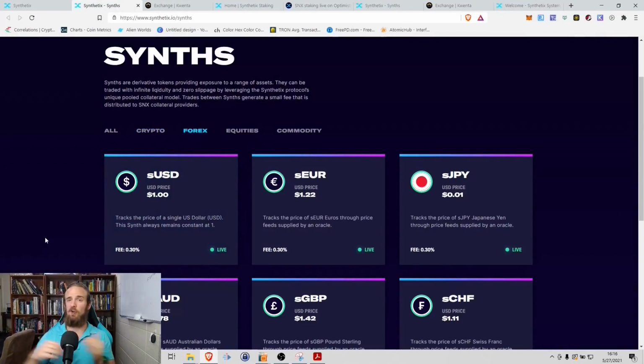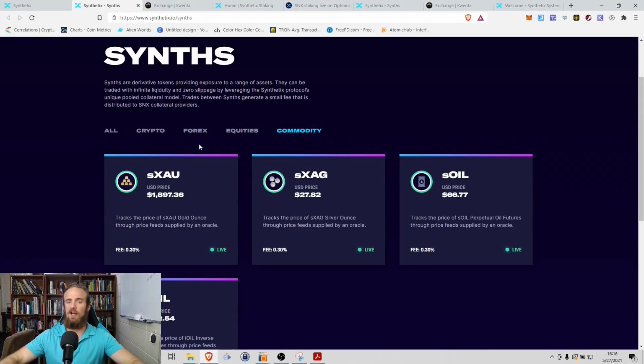The same thing with Forex trading. If I want to purchase Japanese yen, I don't have to open a true foreign exchange account. I can get exposure to these different assets still operating simply out of my MetaMask wallet. You can see we've got equities and we've got commodities as well.